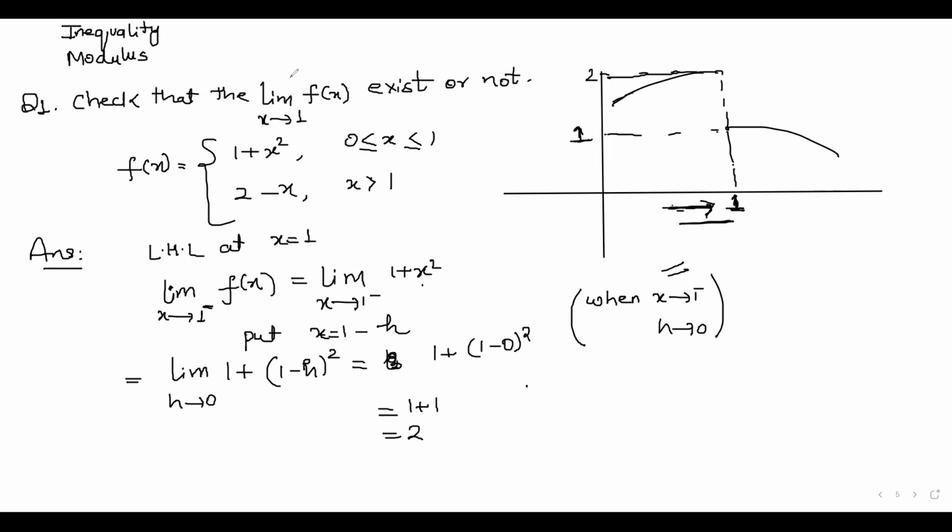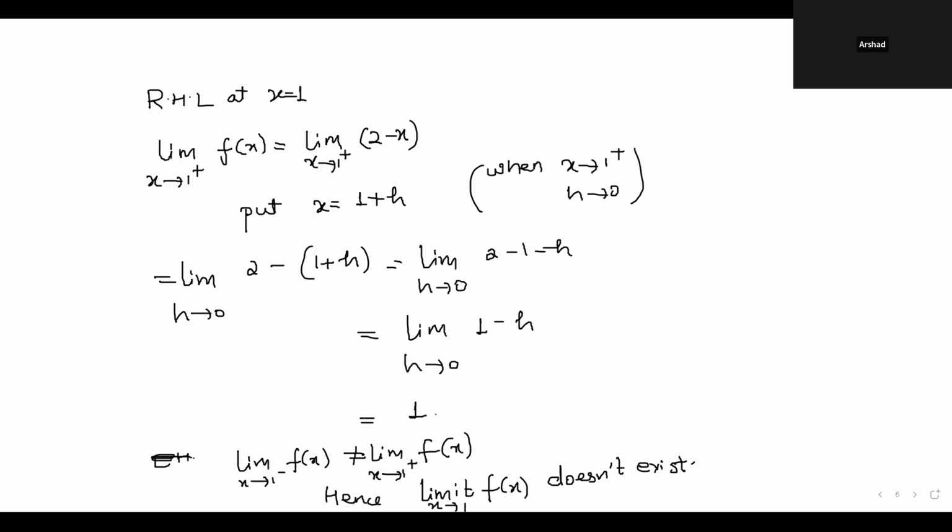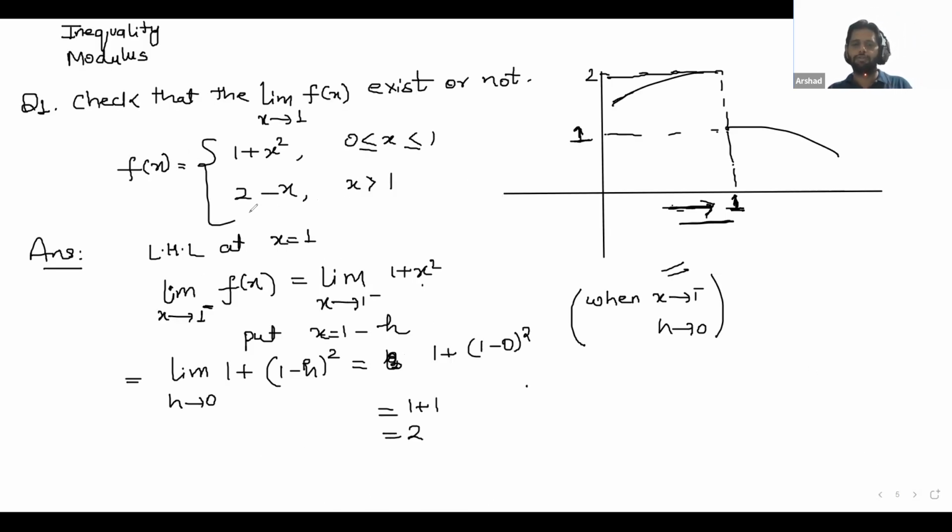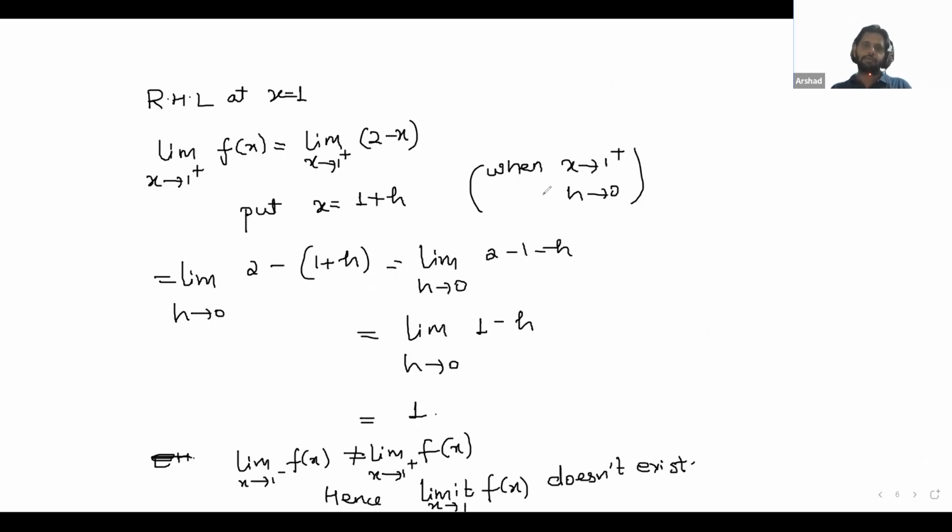Darshan, is it done? Shall I change the slide? Okay, great. Now, Darshan, we will find the RHL at x is equal to 1. Again, the same thing: for the RHL we write limit x tends to 1 plus f(x). For 1 plus, we use the second function, 2 minus x. In place of x, we put 1 plus h. When x tends to 1 plus, h tends to 0. So limit h tends to 0 of 2 minus (1 plus h).